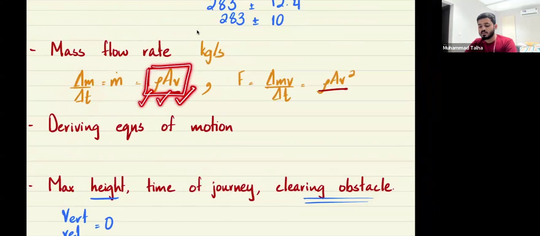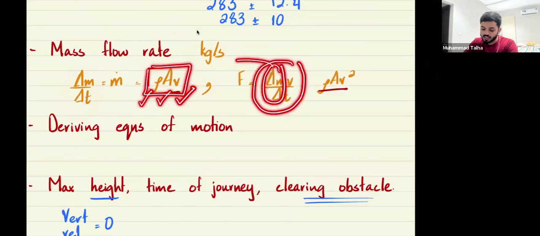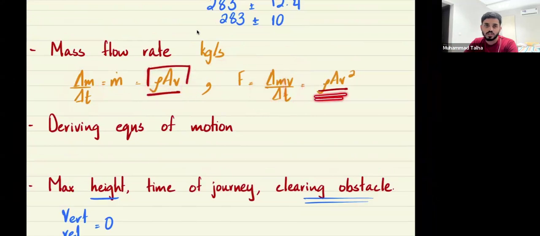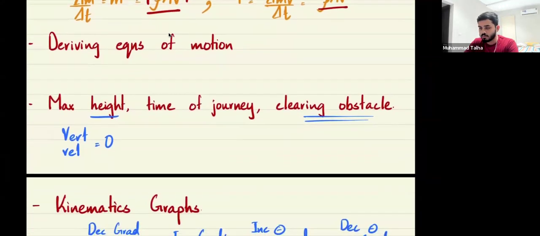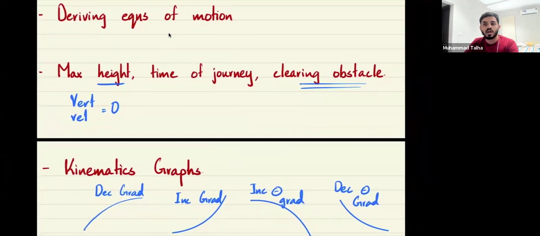And in such cases, if you talk about the resultant force, which is delta mv over delta t, basically delta m over delta t is this thing. And if you just multiply with another v, this just becomes rho A v squared. This formula is really useful. What is mass flow rate? Mass flow rate is basically used in cases where the mass is changing, but the object is moving at constant velocity. So if I just give you some examples.